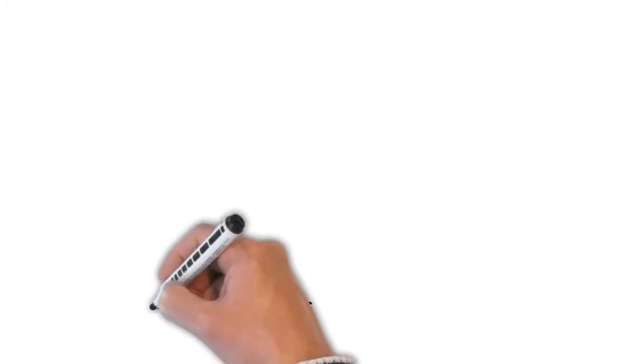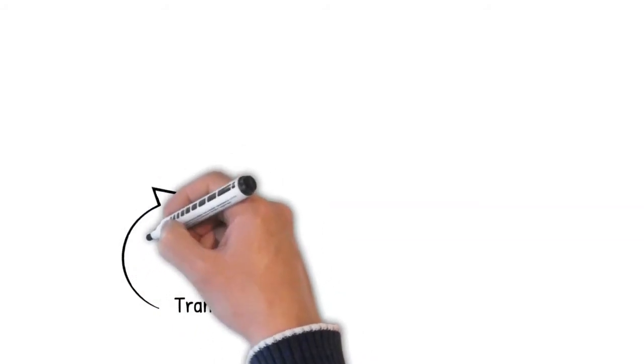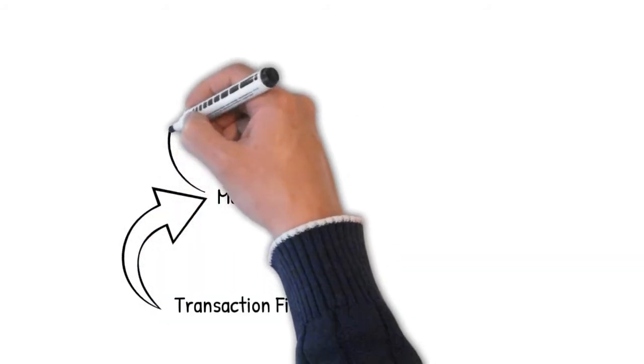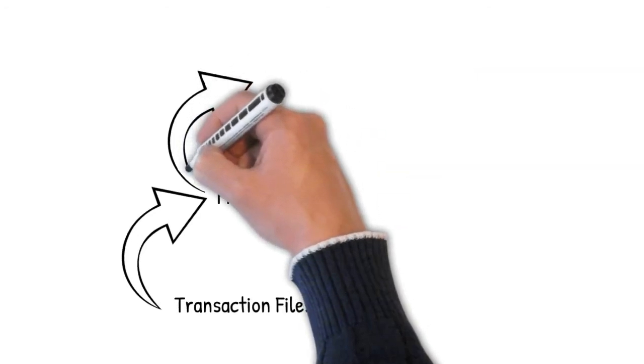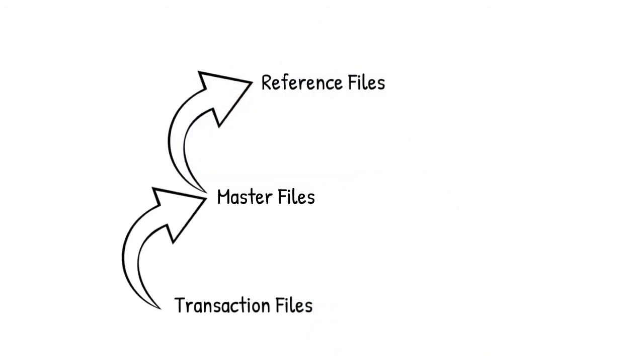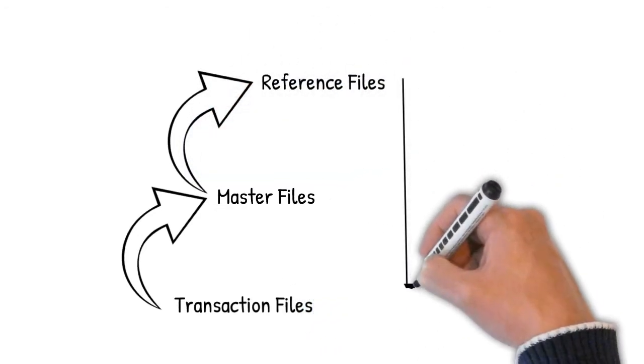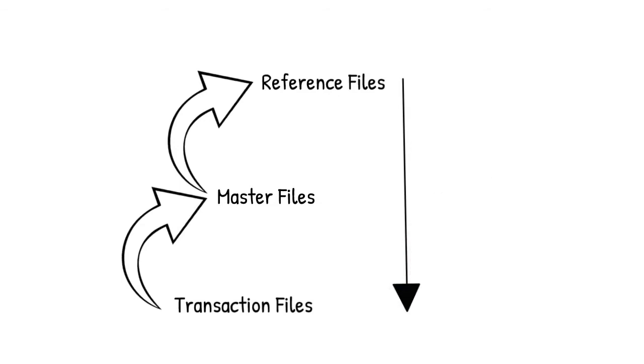Now you know that transaction files need to link to master files and master files link to reference files. What does this mean? It means, when using IBAS, the order of establishment should be from top to bottom: reference files, master files, and transaction files. Again, you encode first the reference files, followed by master files and last but not the least, the transaction files.